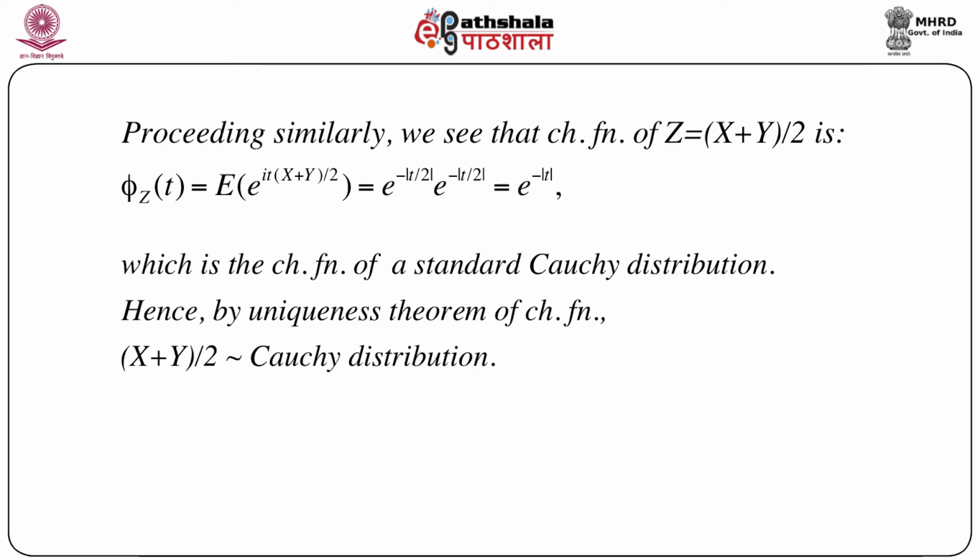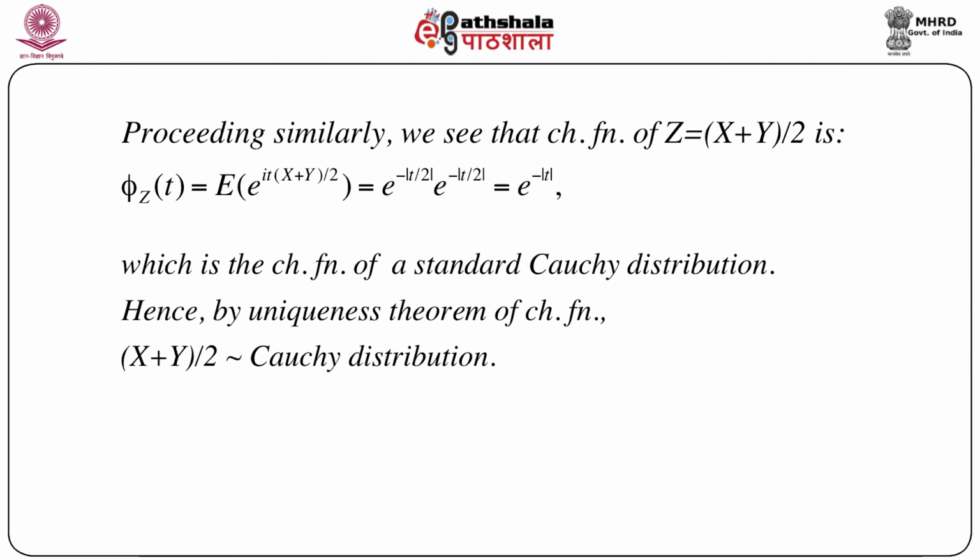Proceeding exactly similarly, we can derive the characteristic function of z equals x plus y by 2 as phi of z at t equals expectation of e to the power i t (x plus y) by 2, which equals e to the power minus mod of t by 2 into e to the power minus mod of t by 2, because we replace t by t by 2 and use the fact that x and y are independently distributed. This again simplifies to e to the power minus mod t, which is nothing but the characteristic function of a standard Cauchy distribution. Again by the uniqueness theorem of characteristic function we can immediately conclude that x plus y by 2 follows a standard Cauchy distribution.